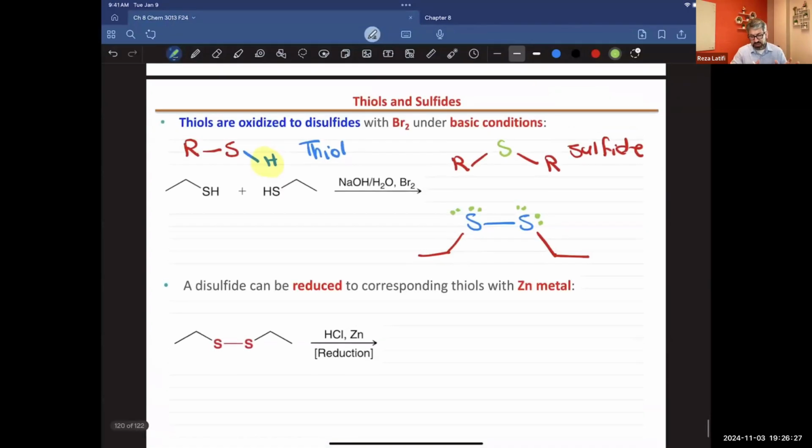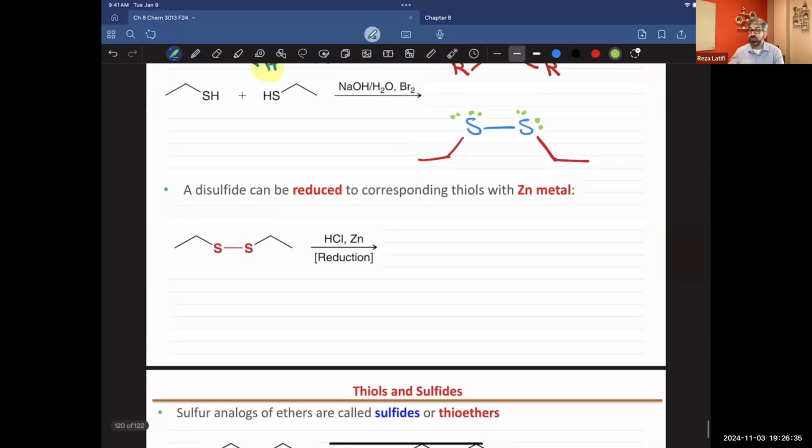Through oxidation of thiols, we managed to get disulfide. Now, if you take a disulfide and reduce it, you can turn it back to thiols. So reduction of a disulfide will give you this product.